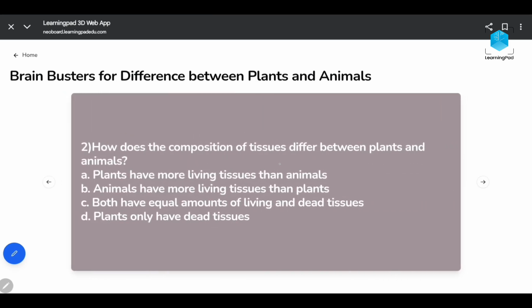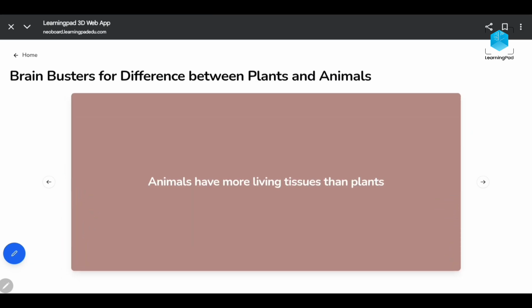Next question. Does the composition of tissue differ between plants and animals? Options are: plants have more living tissues than animal tissues. Animals have more living tissues than plants. Both have equal amounts of living and dead tissues. Plants only have dead tissues. Yes, animals have more living tissues than plant tissues. We discussed, plants have very little dead tissue, meristematic tissue, permanent tissue, dead tissue. Animals have living tissues only.